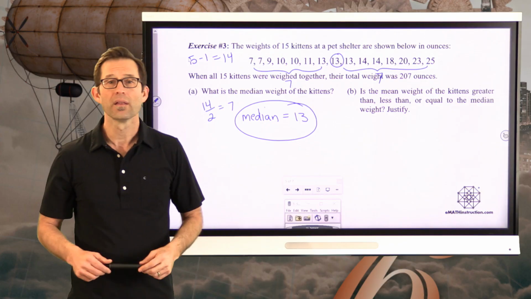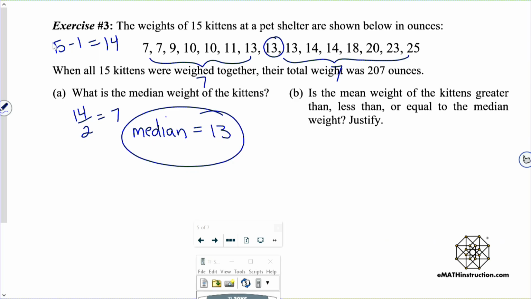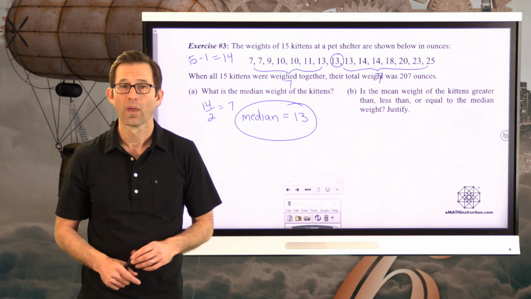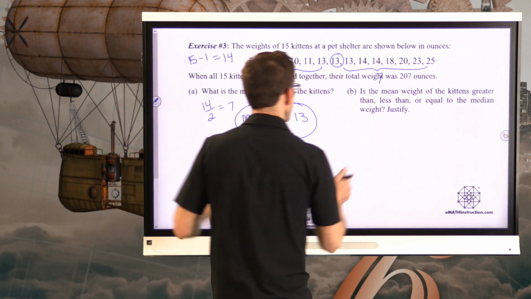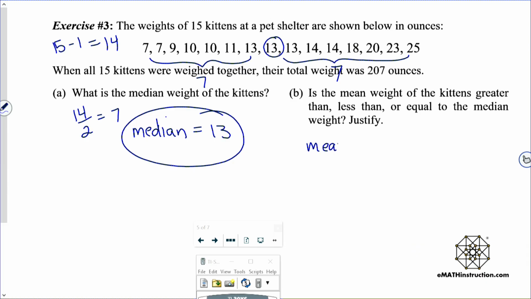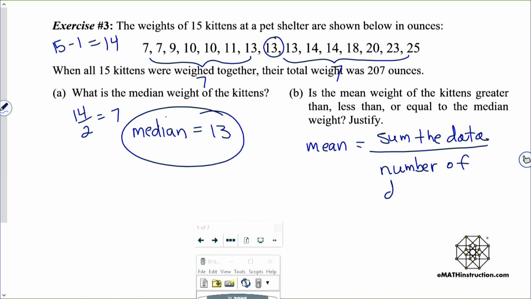Now in letter B, let's take a look at what we're asked. Is the mean weight of the kittens greater than, less than, or equal to the median weight? Justify. All right, well, let's review the formula for the mean, right? The formula for the mean is to sum the data, literally add up all the data values, and divide by the number of data values.